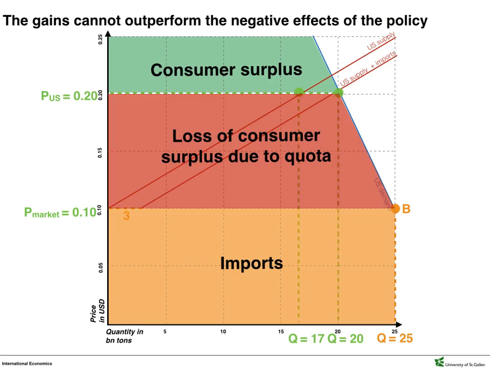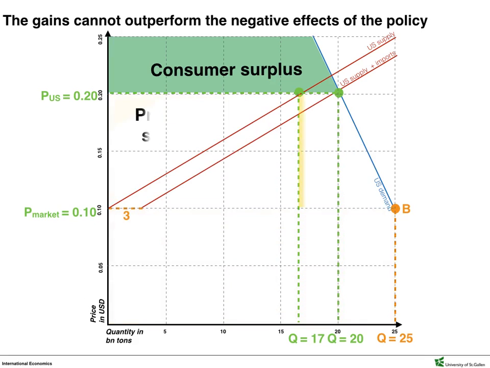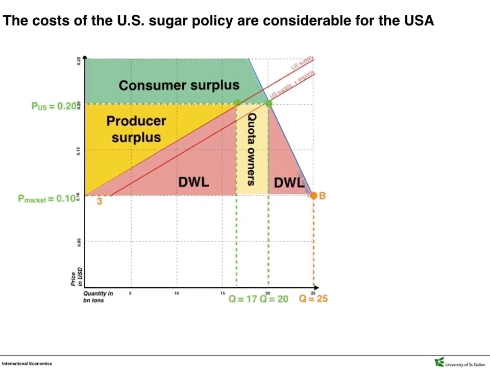We can see that some of the lost consumer surplus was transformed into a surplus for producers and a benefit for quota owners. However, the additional loss, not assignable to any group, is called deadweight loss.